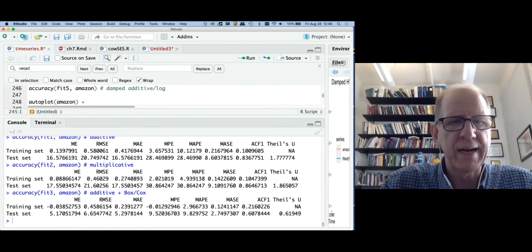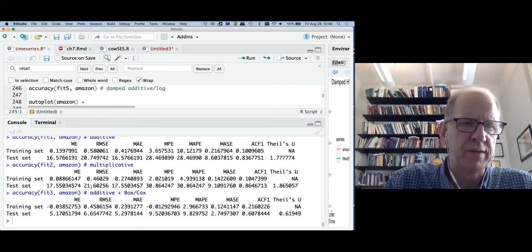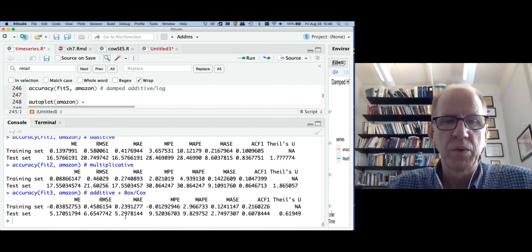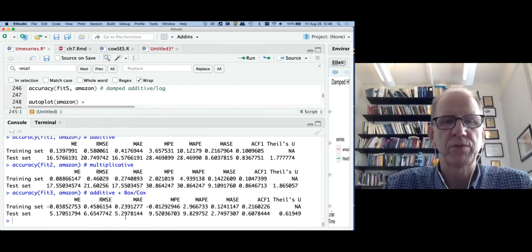When I use the Box-Cox, things get much, much better. So RMSE goes from around 20-ish down to about 6.5. Mean absolute error likewise is cut by more than a third. So we really like the Box-Cox transformation.